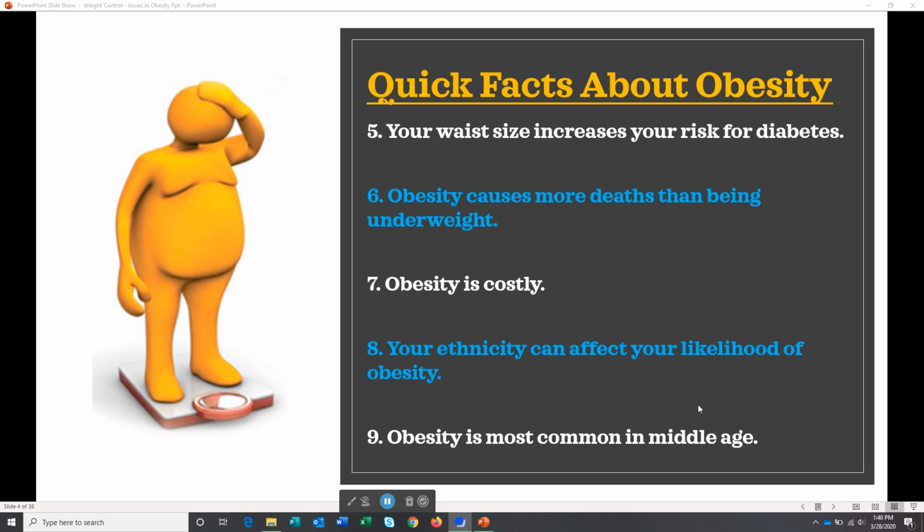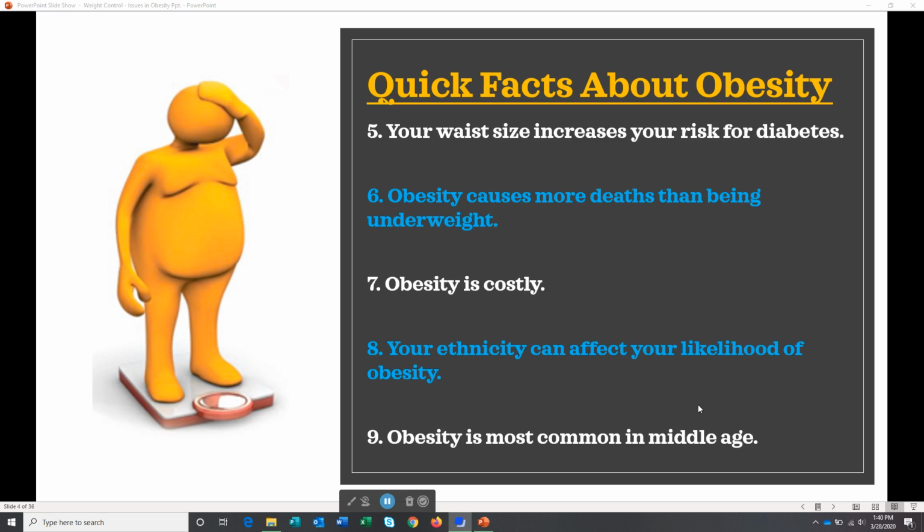Number 6, obesity causes more deaths than being underweight. Globally, obesity is one of the top 5 leading causes of death. It causes more than 2.8 million deaths each year. The other 4 leading causes of death are high blood pressure, tobacco use, high blood glucose, and physical inactivity.